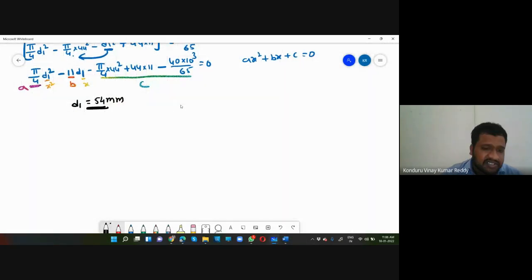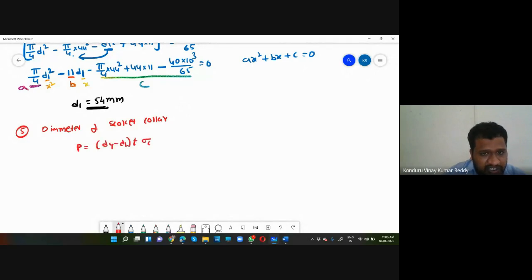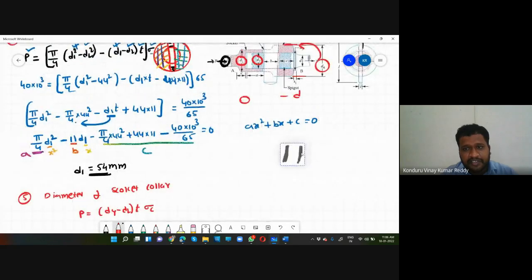That is formula number 5, the diameter of the socket. I am writing it as collar because the bigger end I am representing as the collar. That is P is equal to (d4 minus d2) into t into shear stress. Let me show you. Let me drag this figure.